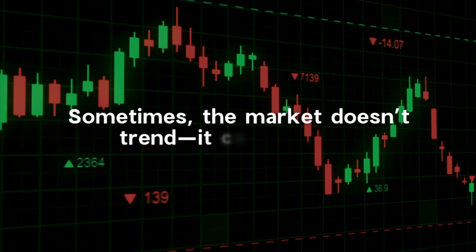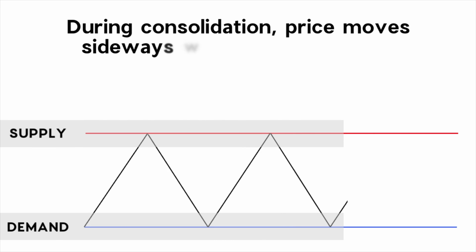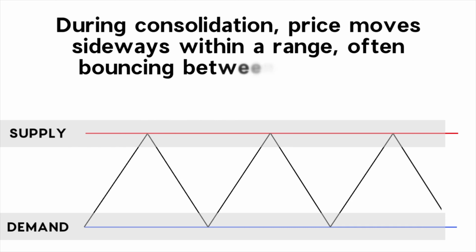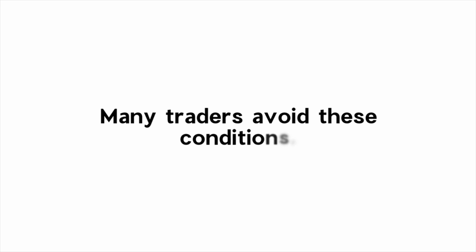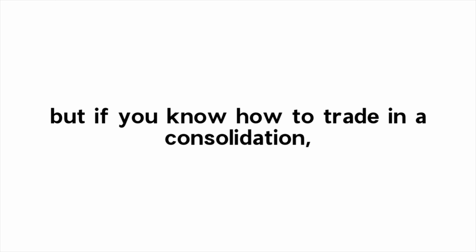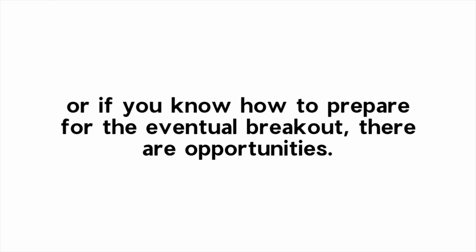Sometimes the market doesn't trend, it consolidates. During consolidation, price moves sideways within a trading range, often bouncing between supply and demand zones. Many traders avoid these conditions, but if you know how to trade in a consolidation, or if you know how to prepare for the eventual breakout, there are opportunities.